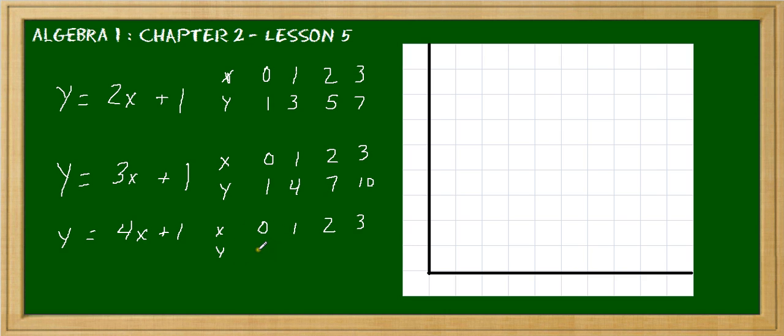Okay, now let's do our last one and take a look at all this. 0 times 4 is 0, plus 1. So again, 0, 1. 1 times 4 is 4, plus 1 is 5. 2 times 4 is 8, plus 1 is 9. And 3 times 4 plus 1 is 13. Okay, so if we look here, we can see that our first point is always the same: 0, 1, 0, 1, and 0, 1. But we do see some changes going on here, so we're going to have to see how that affects our graph.